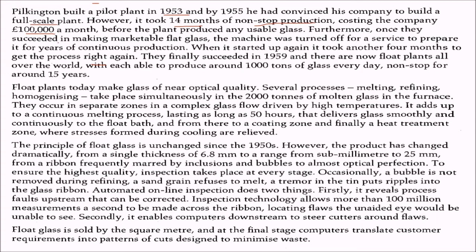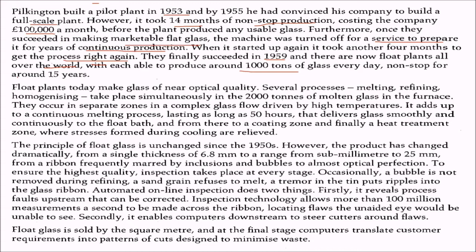Furthermore, once they succeeded in making marketable flat glass, the machine was turned off for a service to prepare it for years of continuous production. When it started again, it took another 4 months to get the process right again. They finally succeeded in 1959, and there are now float plants all over the world, with each able to produce around 1,000 tons of glass every day, non-stop for around 15 years.